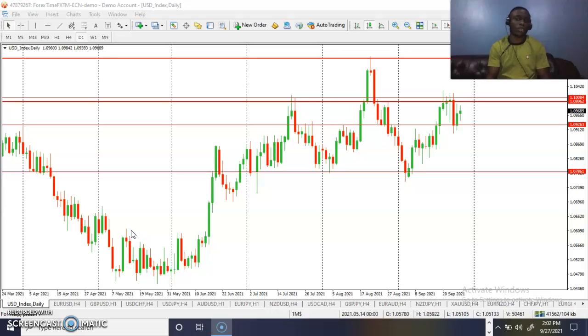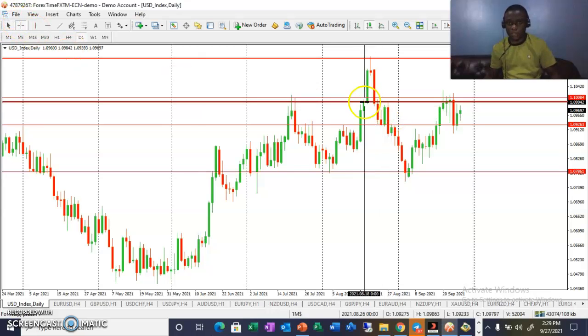So we are going to be looking quickly at the charts. Let's see what's going to go down this week. All right then, we are going to be starting off with the USD index. What do we have on the USD index?